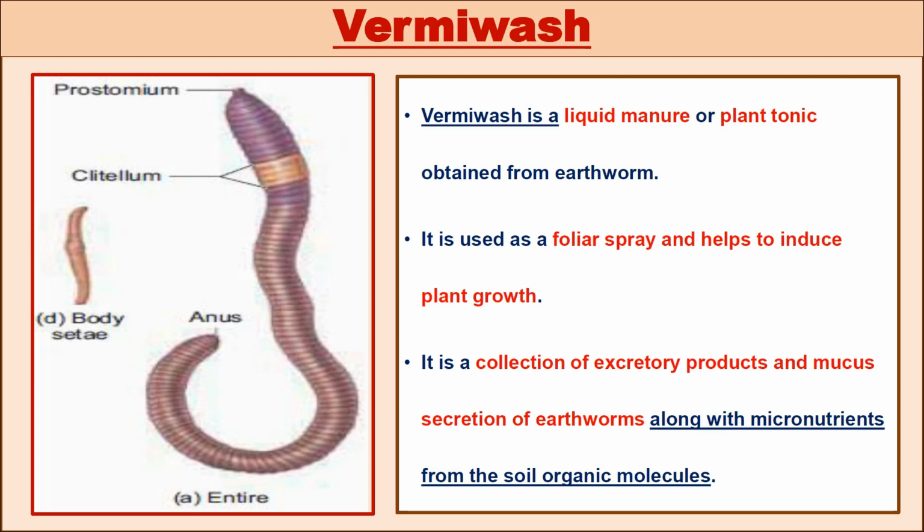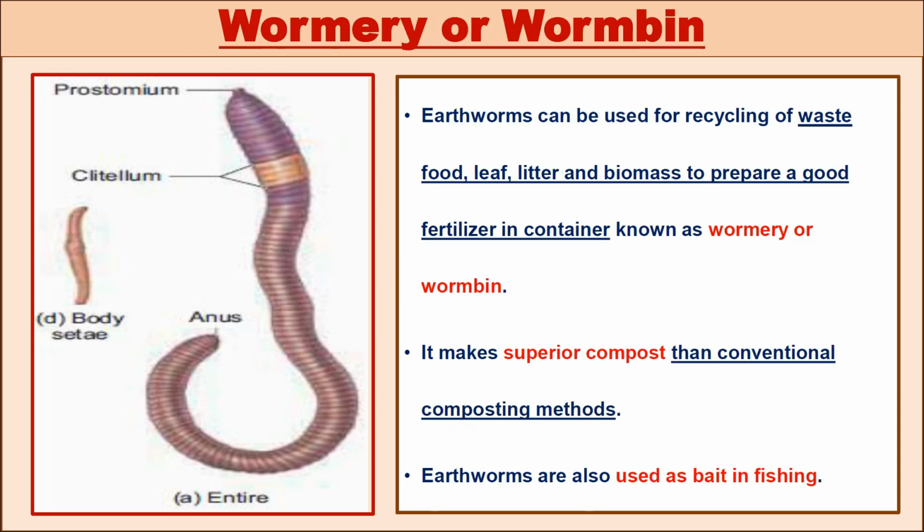It is obtained by washing the earthworm's body, used as a foliar spray, and induces plant growth. The collection of the excretory product and mucus secretion of the earthworm along with the micronutrients forms the soil organic molecules. Earthworms can be used for recycling waste food, leaf litter and biomass to prepare a good fertilizer, and this is called a wormery or vermibin. Earthworms help to make a superior compost than the conventional compost. Earthworms are also used as bait in fishing.